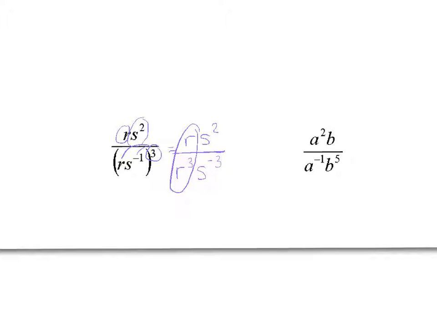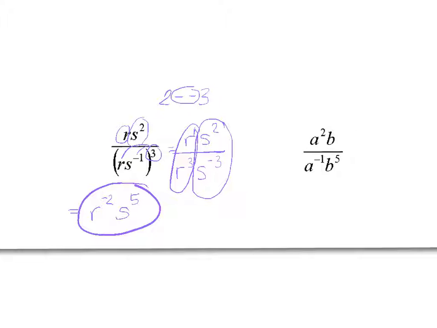Here I have r to the 1st over r to the 3rd, which gives me r to the, well, let's subtract. 1 minus 3 is negative 2. And then on this one, I have s to the 2nd over s to the negative 3rd. So it's going to be 2 minus negative 3. Be very careful with these negatives. You can easily mess that up. So it's actually going to be s to the 5th. And that will be my answer.